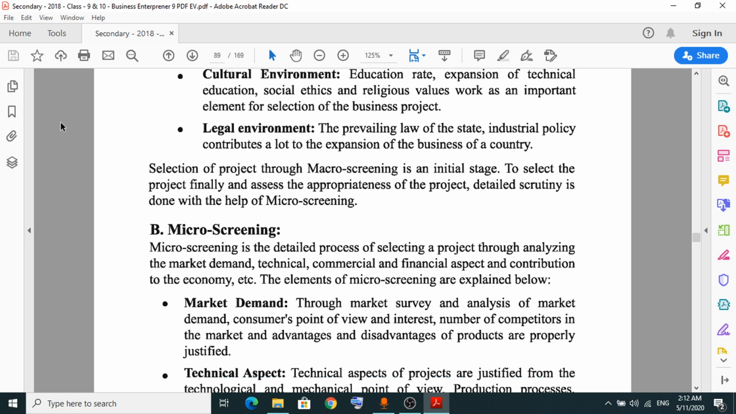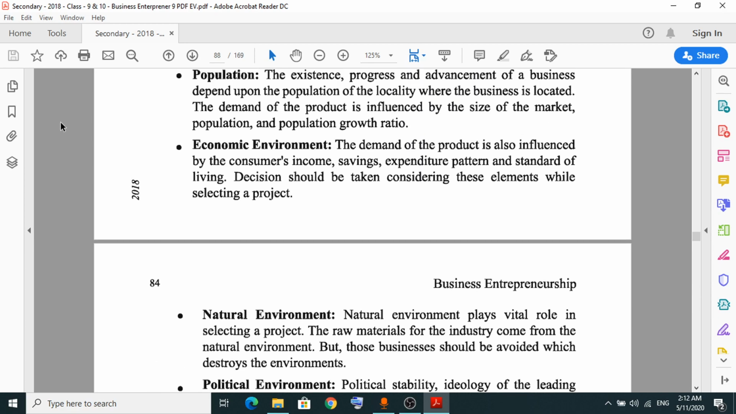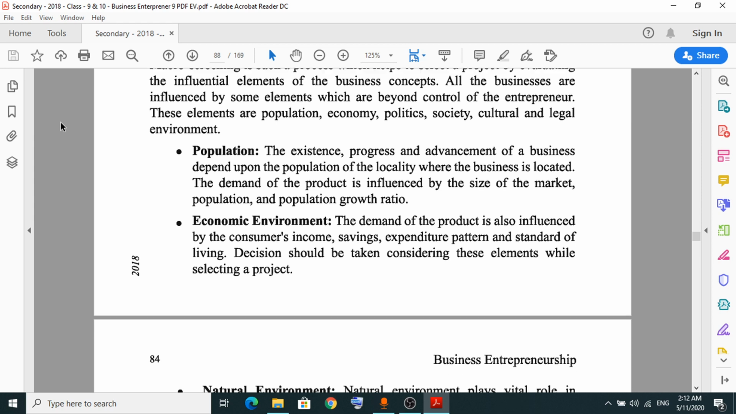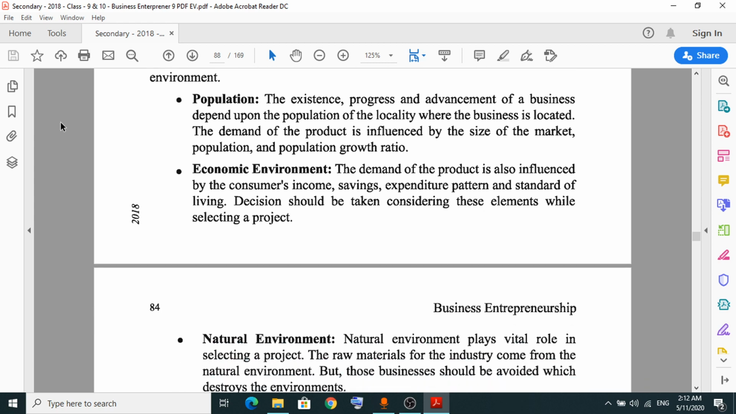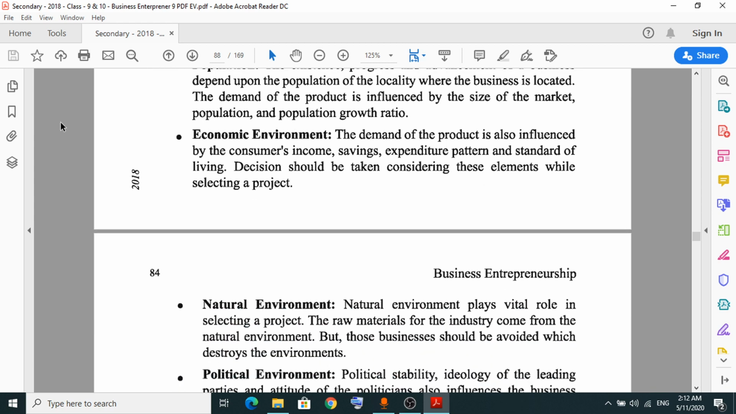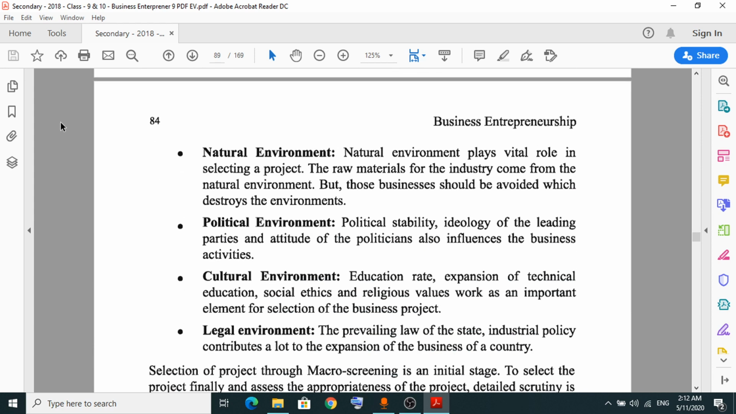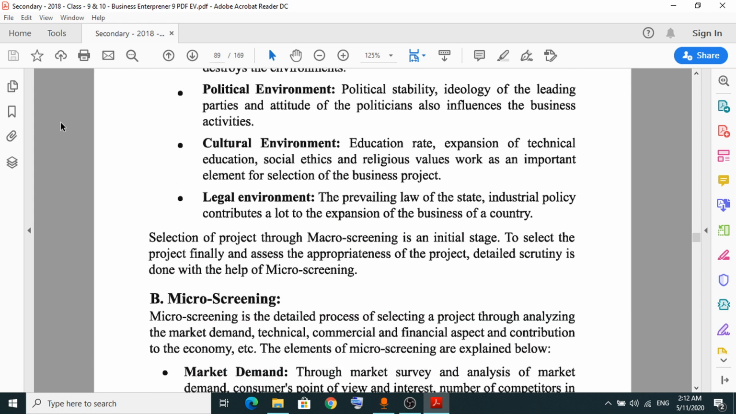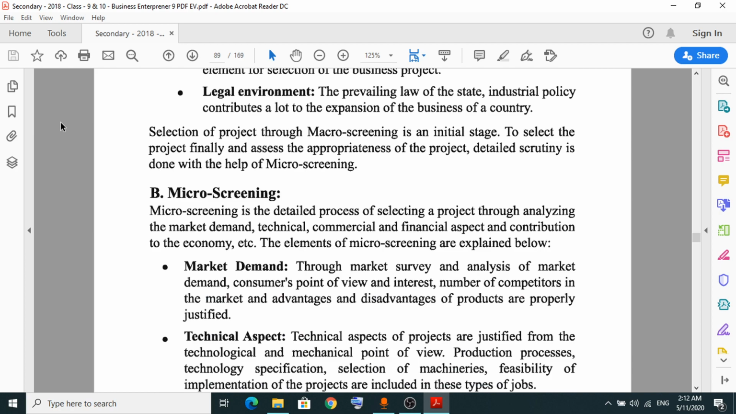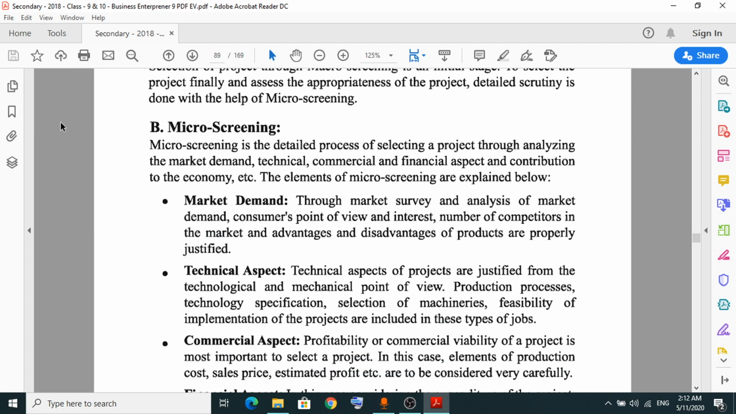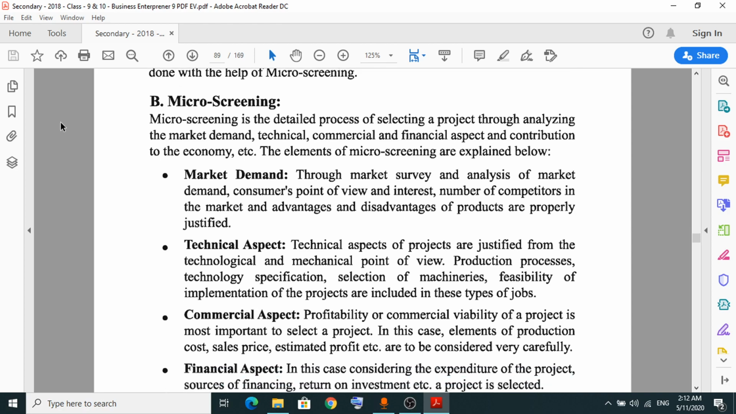So these are the macro screening factors that you can't ignore, and your business is mostly dependent on them: population, economic environment, natural environment, political environment, cultural environment, and legal environment. So these are the macro screening project factors. Now micro screening, just remember or recall it. Micro means small, mini, and the factors or elements of micro screening can be controllable.